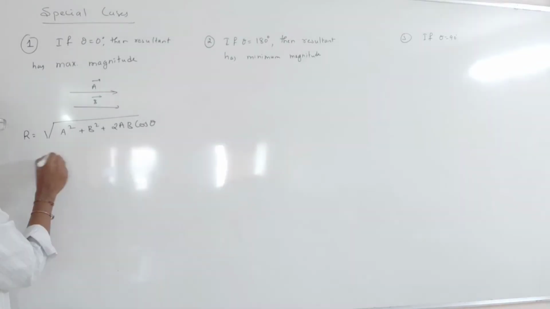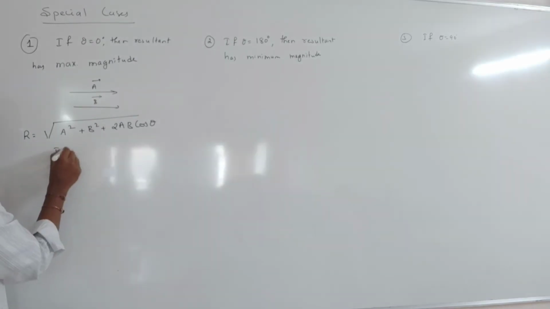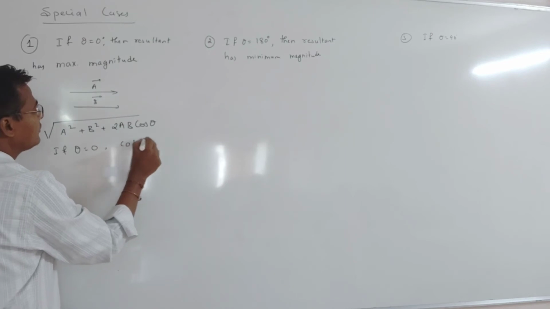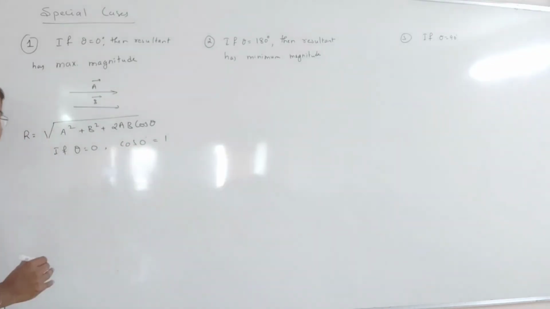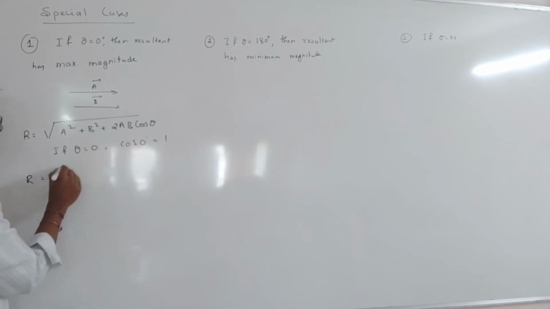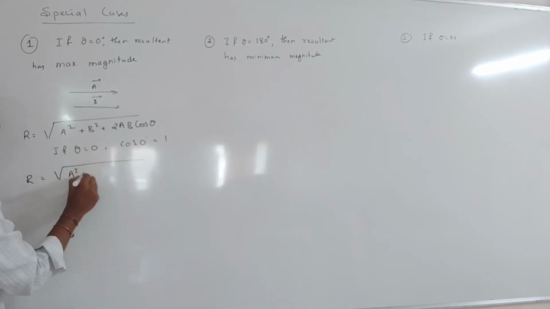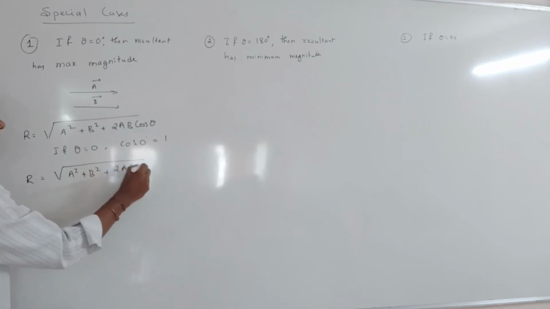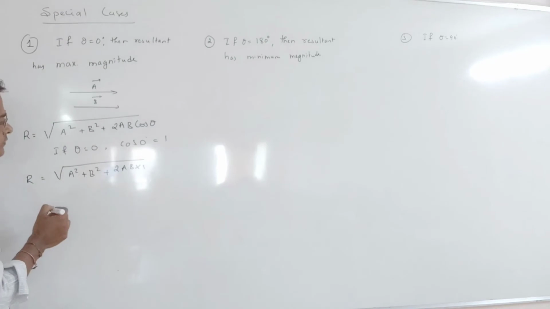So if theta equal to 0, then cos 0 is 1. Okay, cos 0 is equal to 1. So then r equal to square root of a square plus b square plus 2ab into 1, because cos 0 is 1. So this looks like the a plus b whole square formula.